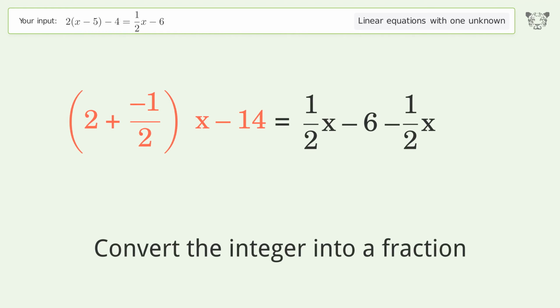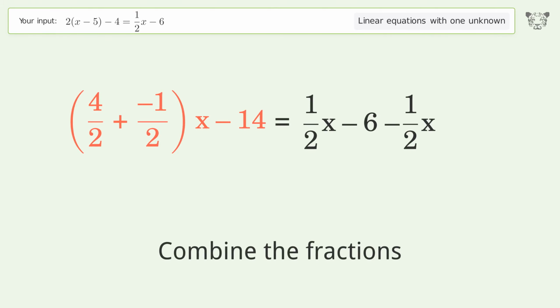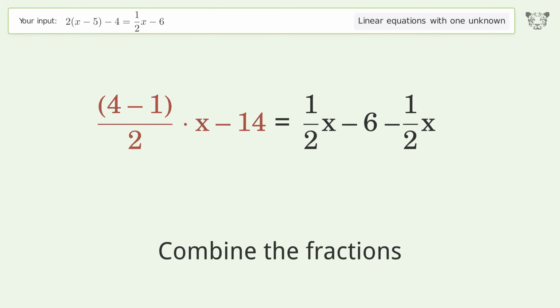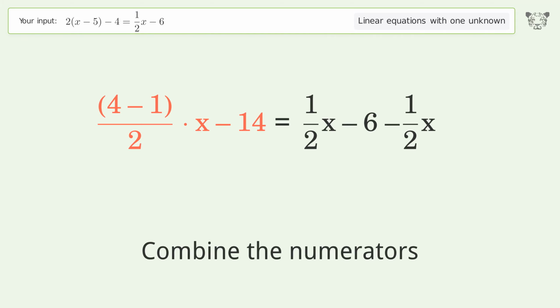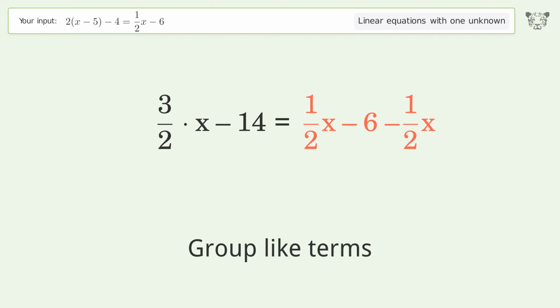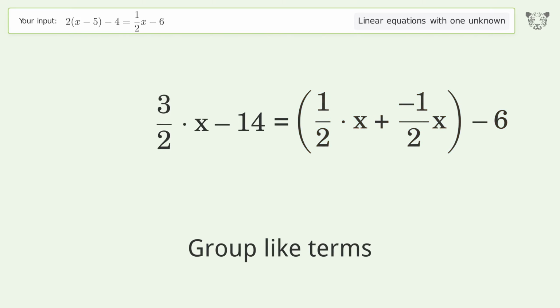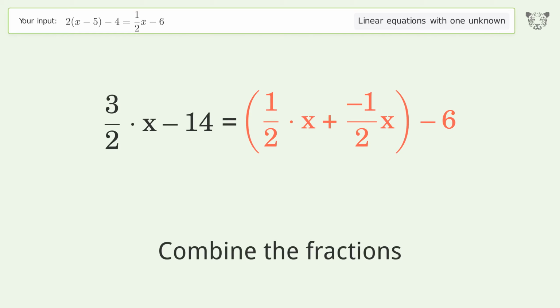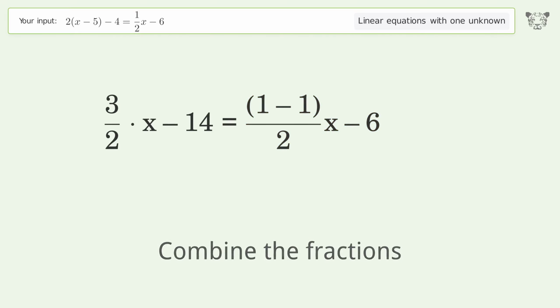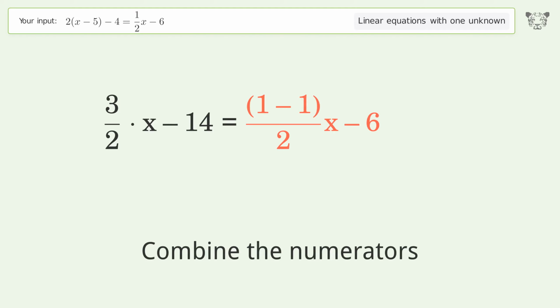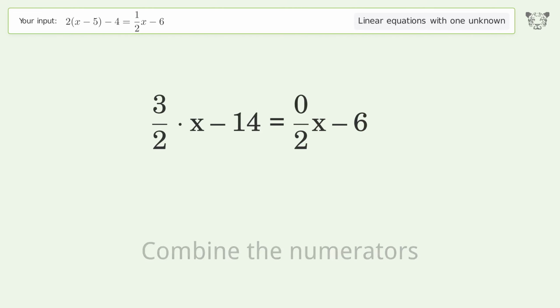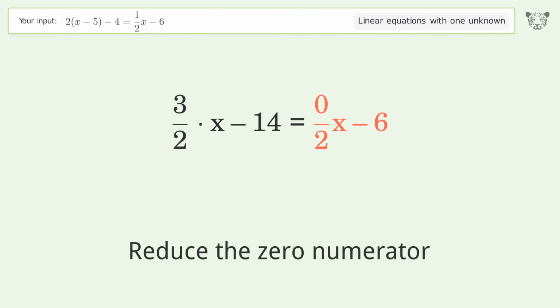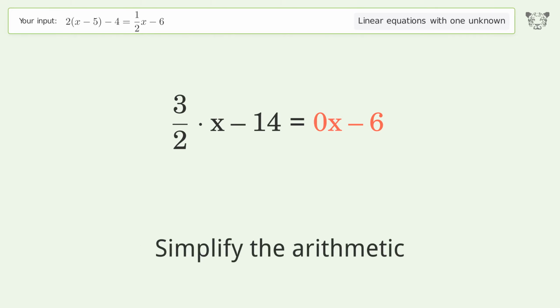Convert the integer into a fraction. Combine the fractions. Combine the numerators. Group like terms. Combine the fractions. Combine the numerators. Reduce the zero numerator. Simplify the arithmetic.